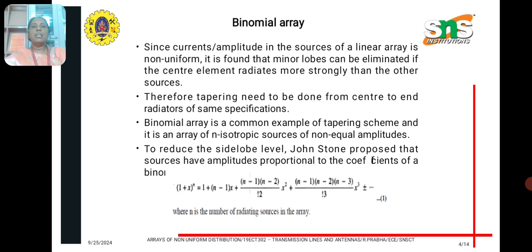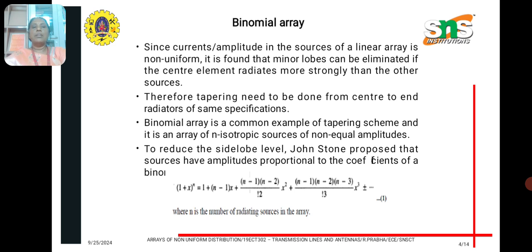In a binomial array, since the current amplitude in the sources of the linear array is non-uniform, it is found that the minor lobes are eliminated if the center element radiates more strongly than the other sources. Therefore, tapering needs to be done from the center of the radiator to the end to some specification. The binomial array is a common example of a tapering scheme and of non-uniform excitation. It is an array of n isotropic sources of non-equal amplitudes.